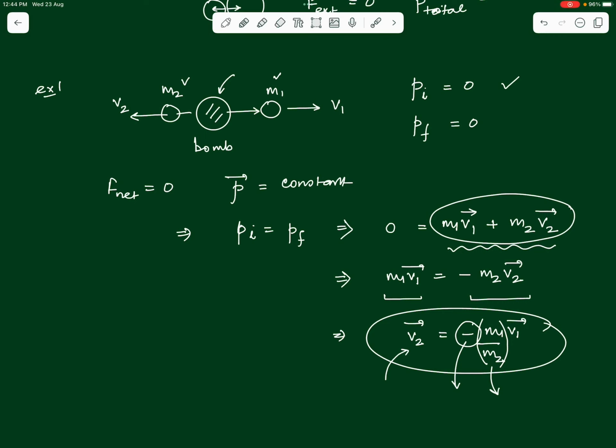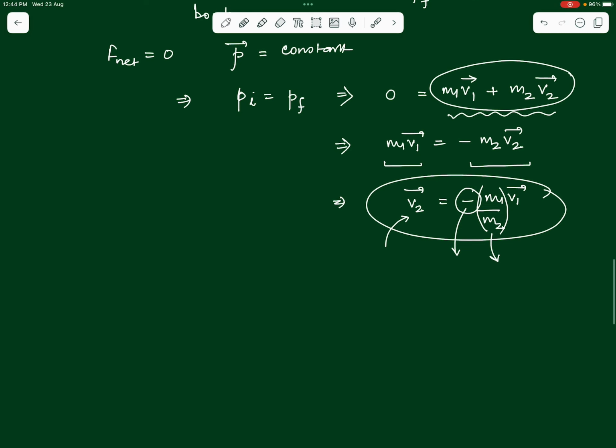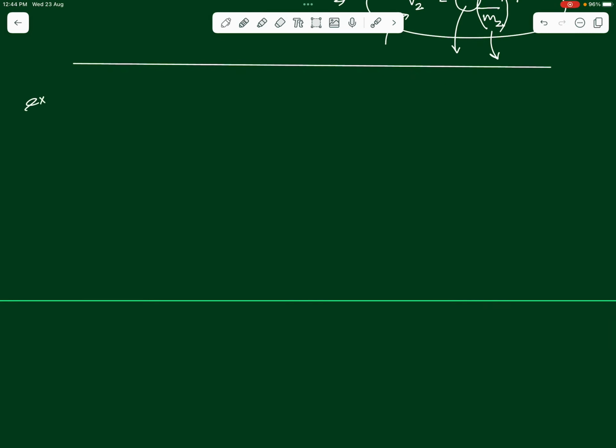So understand this fact very carefully. This is an important method of solving questions which are based upon the law of conservation of momentum. You can find out the magnitudes as well as the directions of the momenta as well as the velocities of particles that are being studied through this. Another example could be that of a projectile.